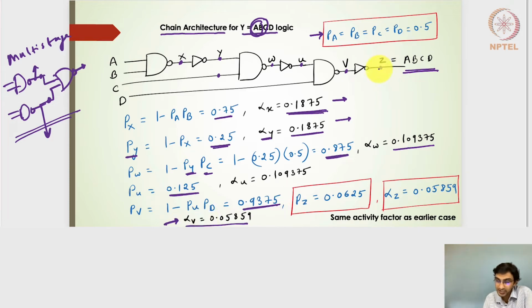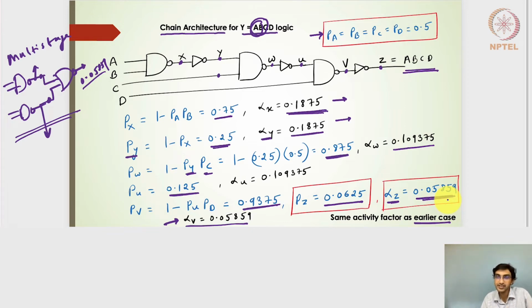And then finally this PZ value, which is nothing but the inverted output of the V signal, is 0.0625, and then the activity factor of 0.05859. So at the output node of Z, we achieved the same activity factor as the earlier case. If you remember, I had here the activity factor of 0.1875, here 0.1875, and here it was 0.05859, which is what we had achieved here also. So the overall activity factor achieved by this chain architecture remains the same as that of the multi-stage architecture.